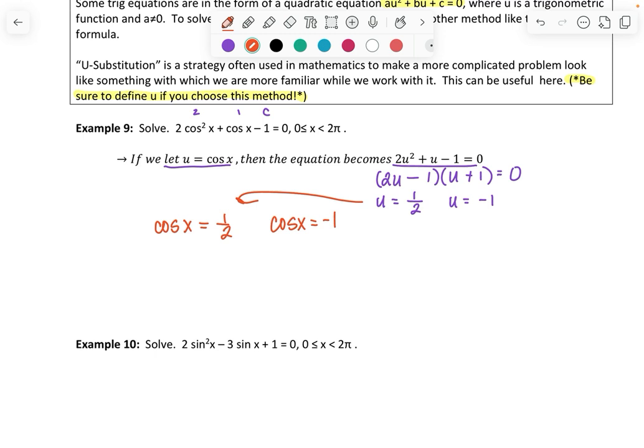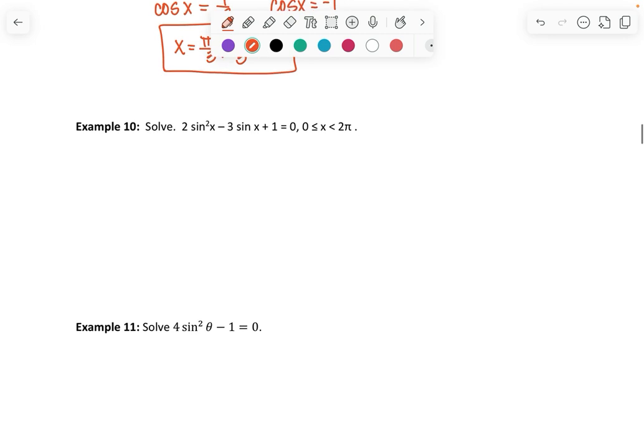So cosine of x is equal to 1/2 at positive pi thirds and 5 pi thirds. And then it's equal to negative 1 at pi. So we get these 3 solutions. So go ahead and try number 10. It is very similar. Don't forget to define your u if you're going to use that strategy. So again, pause your video and then come back here in 2 seconds for the worked out solution.